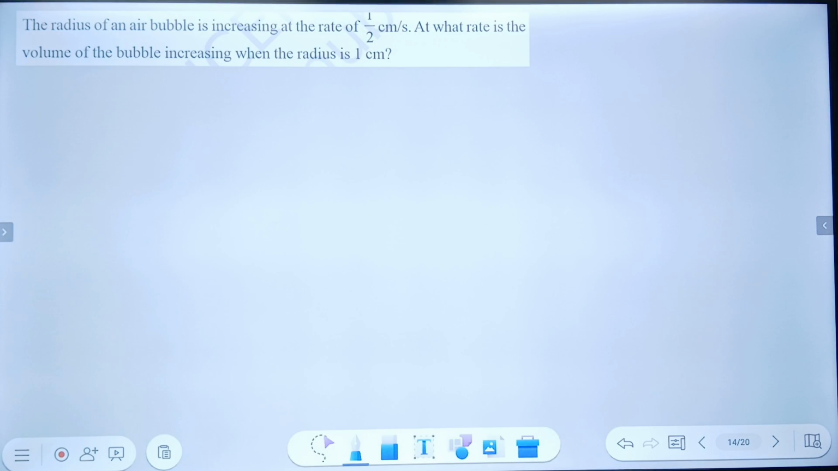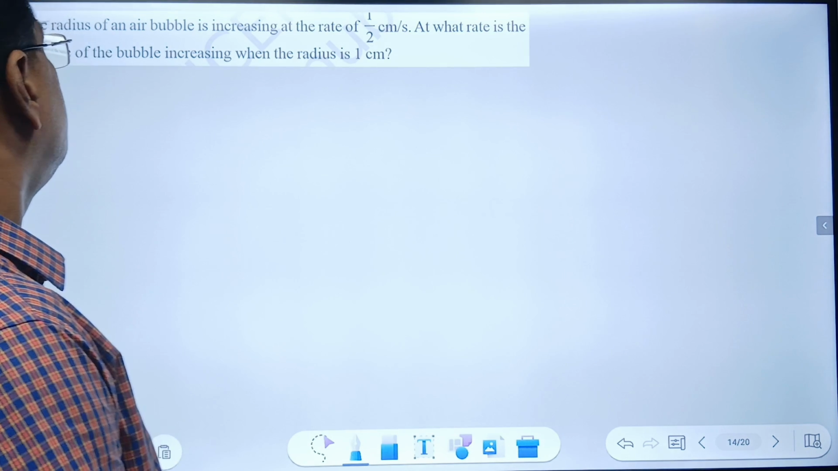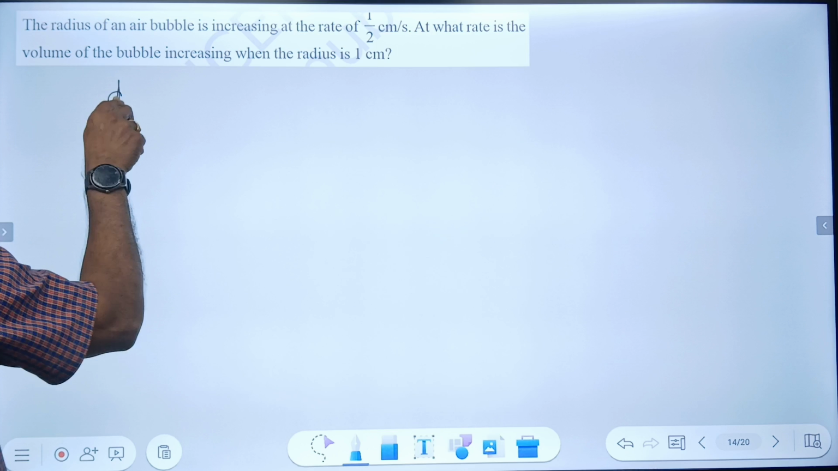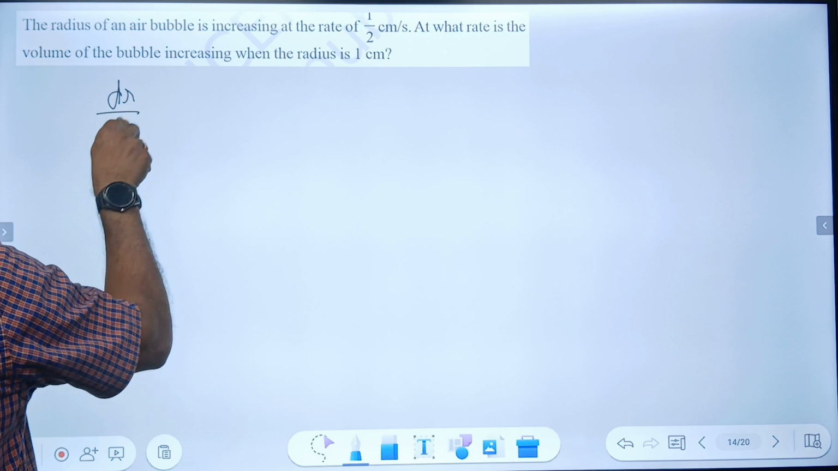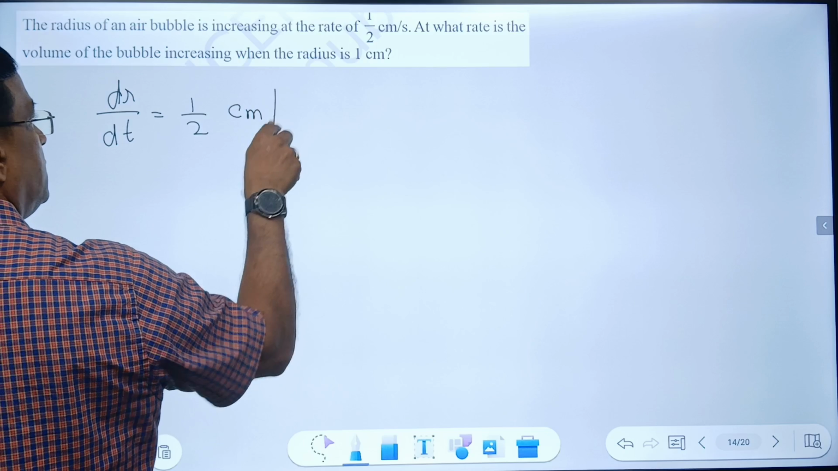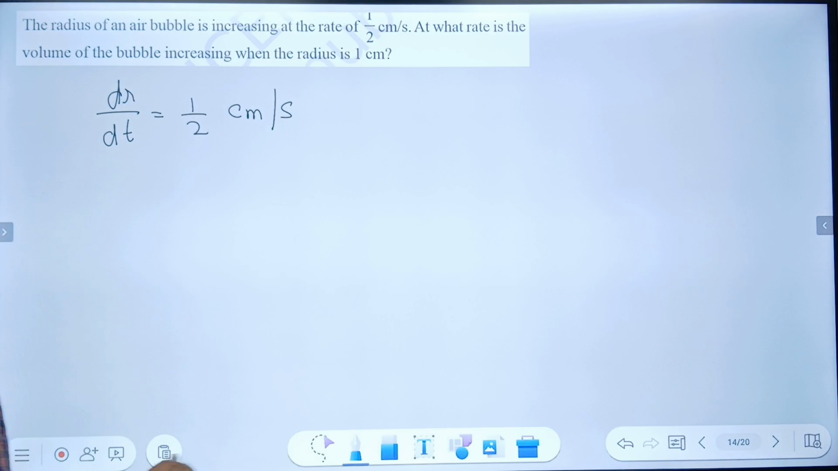Now, the radius of an air bubble is increasing at the rate of half centimeter per second. At what rate is the volume of the bubble increasing when the radius is 1 centimeter? The air bubble is in the shape of a sphere. So dr by dt is given as half centimeter per second. At what rate is the volume?